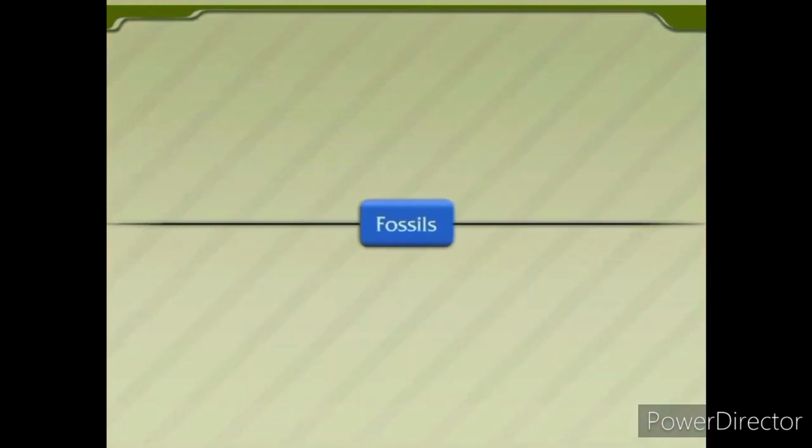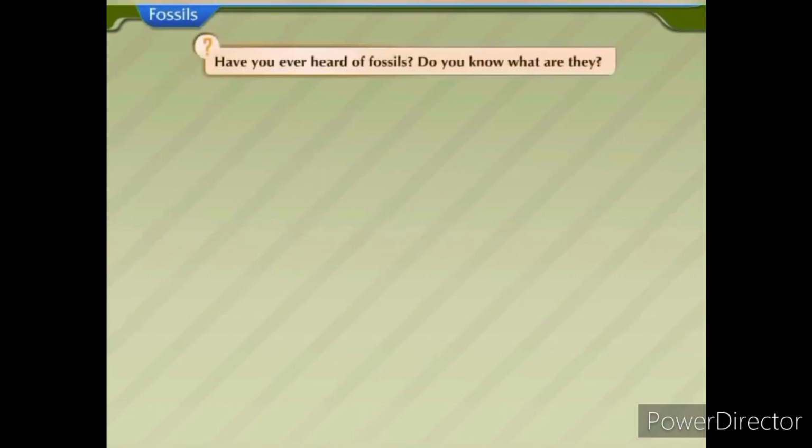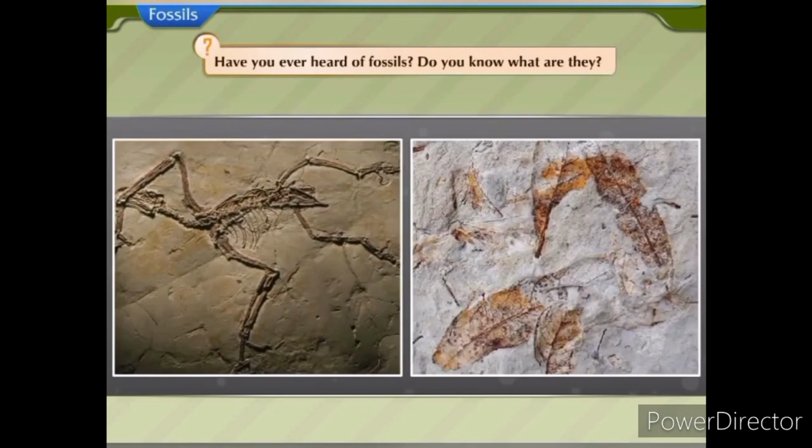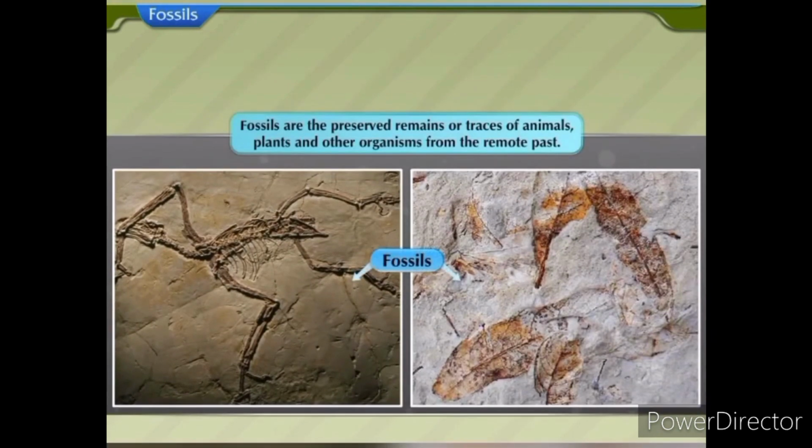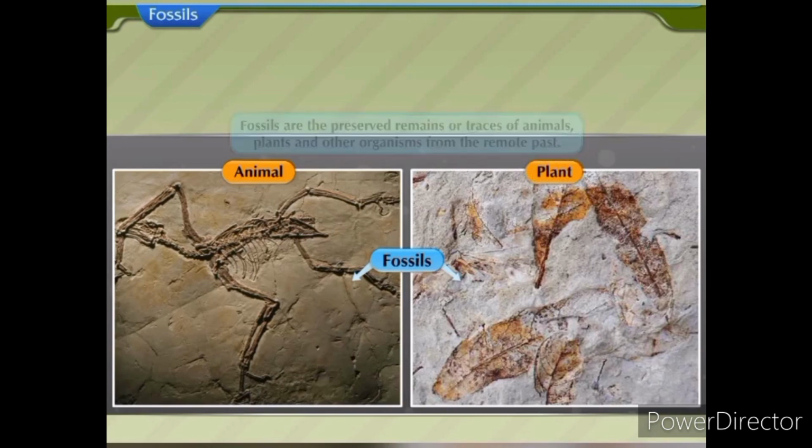Fossils. Have you ever heard of fossils? Do you know what they are? Let us try to find out. Fossils are the preserved remains or traces of animals, plants, and other organisms from the remote past.